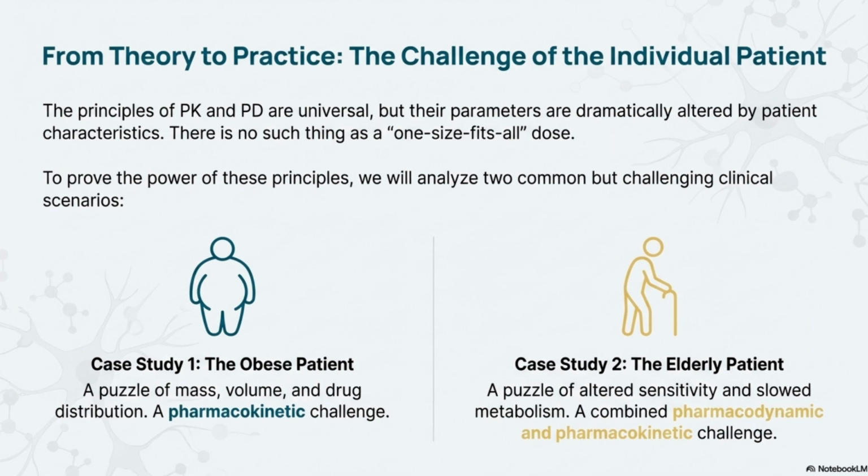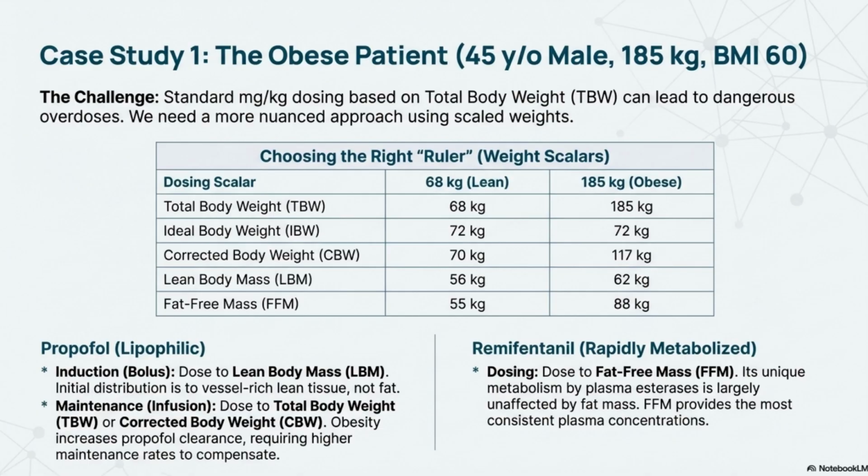So we're choosing between ideal body weight, lean body mass, corrected body weight, all of them. And the right one depends on the drug and whether we're giving a bolus or an infusion. Let's use propofol as our main example. It's highly lipophilic, so it likes fat, but it's also a flow-limited drug, and clearance actually increases in obese patients because they have larger livers and more blood flow to them. That creates a real dosing dilemma.